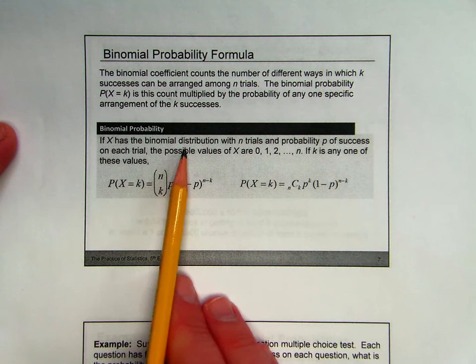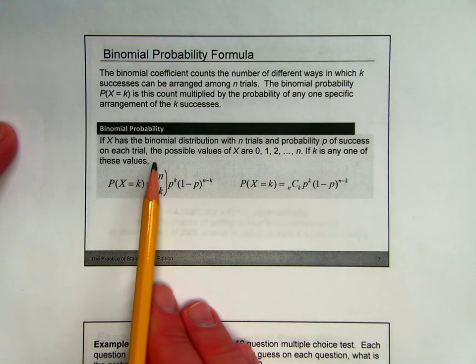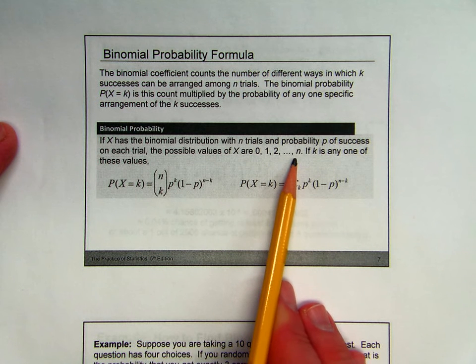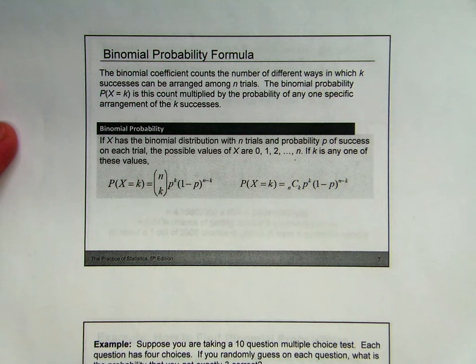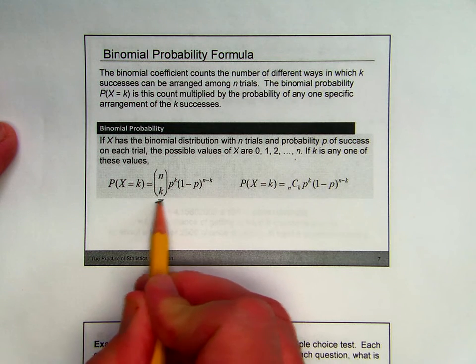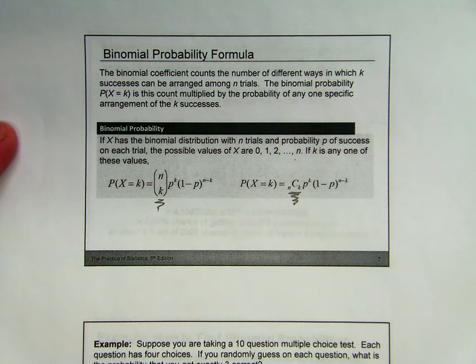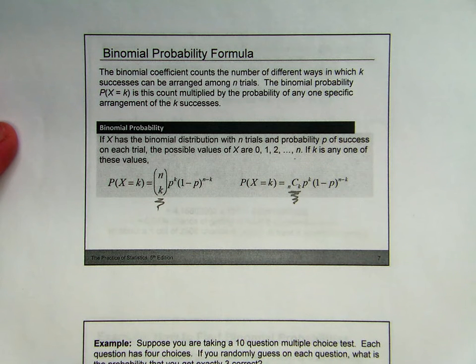So if x is the binomial distribution with n trials and probability p of success in each trial, the possible values of x are 0, 1, 2, all the way up to however many are appropriate to the problem. k is any one of those values. So the binomial coefficient that they're talking about here, that's that nCr, or the n over k, and in this case the formula your book uses a k instead of an r. Your calculator uses r. R is pretty common. It's not necessarily the letter, it's what it's doing in the formula that's more important.